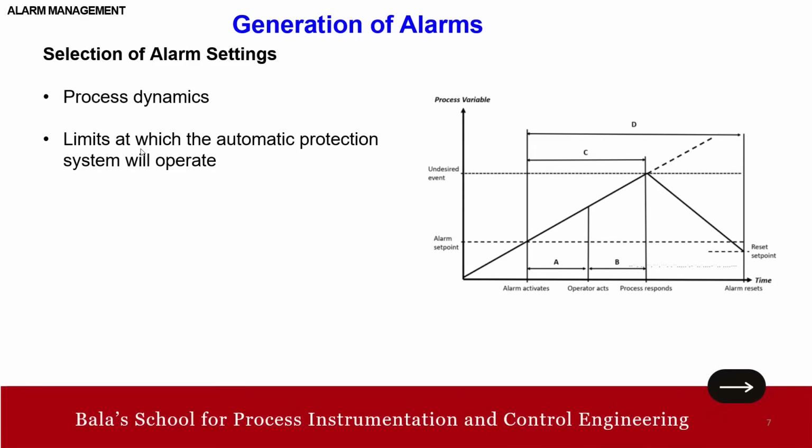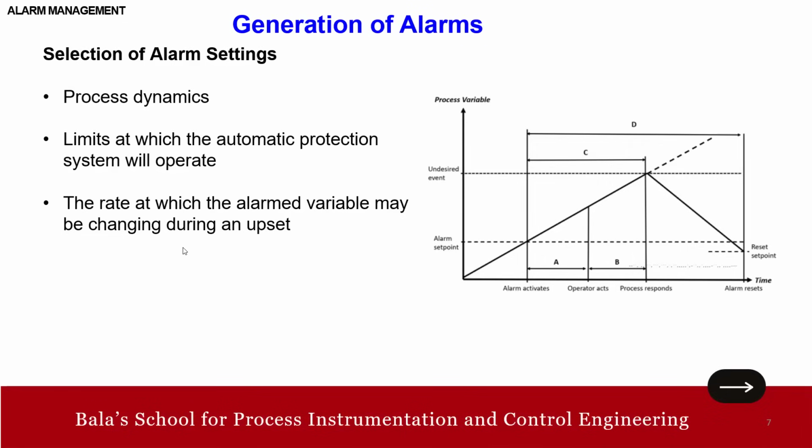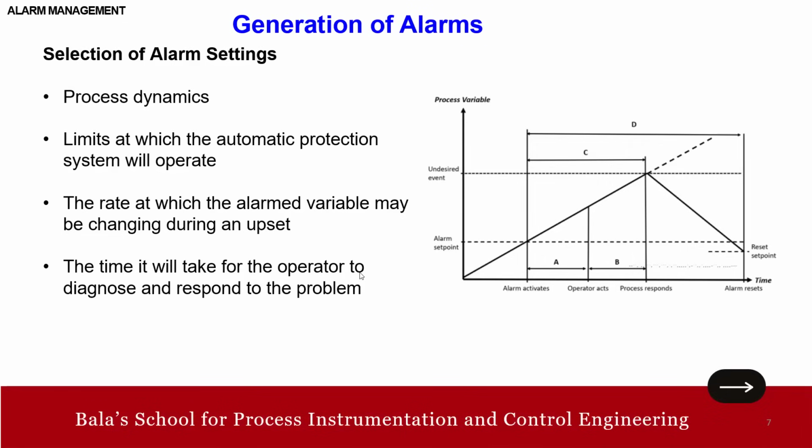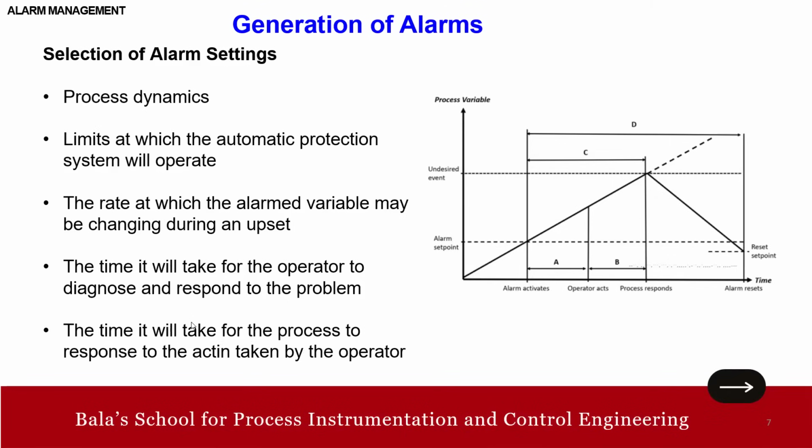Second item, the limit at which the automatic protection system will operate. What is the limit? And the third is the rate at which the alarmed variable may be changing during the upset. What is the rate? And the time it will take for the operator to diagnose and respond to the problem, and the time it will take for the process to respond to the action taken by the operator. So these are the scenarios we should take note of while doing this alarm setting.